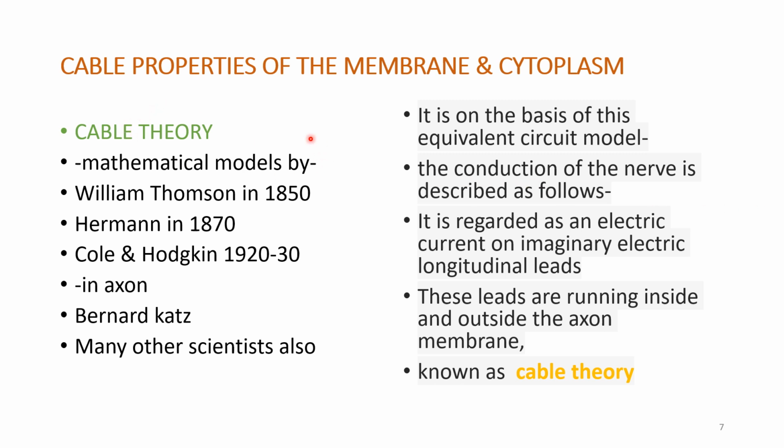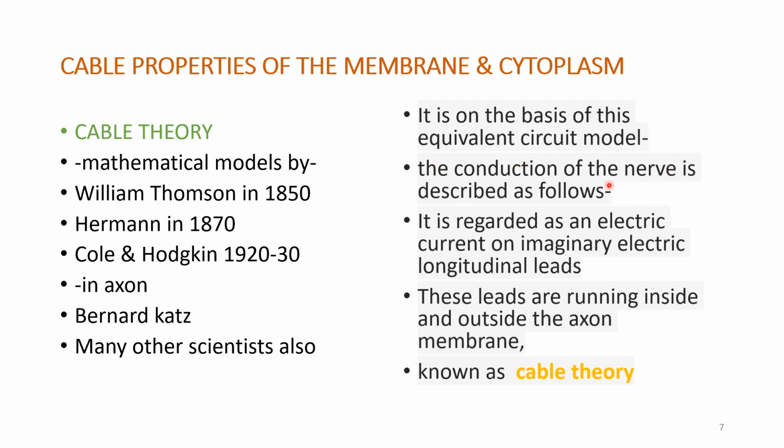Now coming to the cable theory: cable properties of the membrane and cytoplasm. The mathematical models were proposed by William Thomson in 1850 and by Hermann in 1870, and by Hodgkin and Cole in 1920 to 30. In the axon, it was given by Bernard Katz and many other scientists also worked on this theory. It is on the basis of the equivalent circuit model.